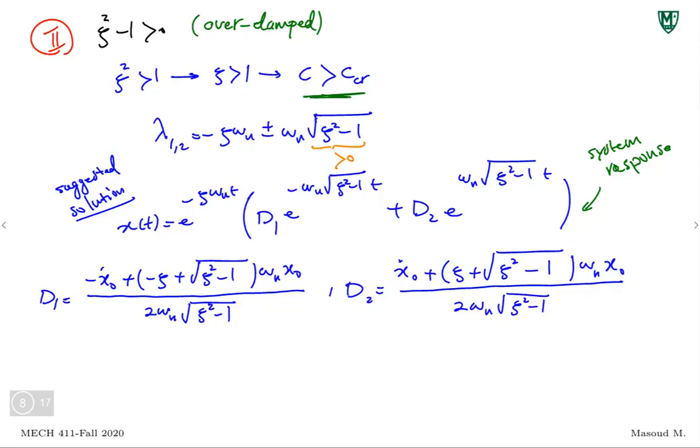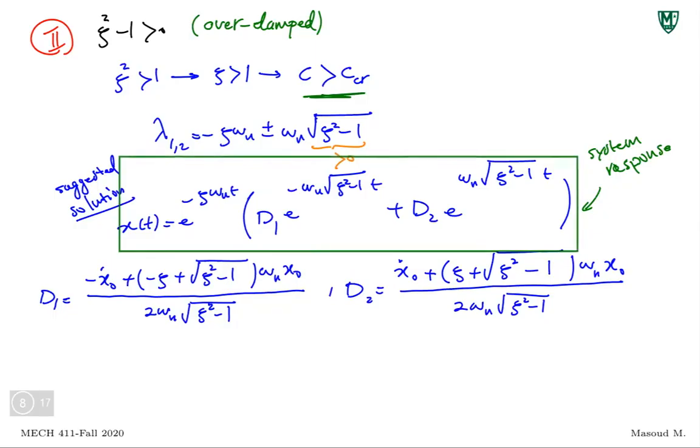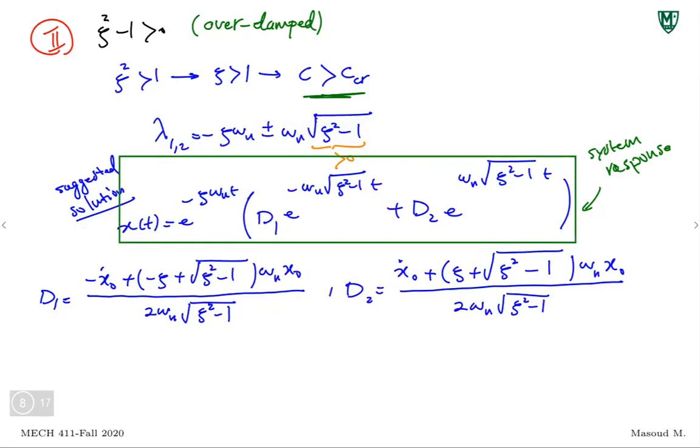So this is your system response, and I try to put something around it. I don't know if I made it better or worse. This is your system response, where D1 and D2 are two coefficients that can be found from these equations. Now, as an example, if you just want to get a sense of what happens for different conditions in the system, let me see if I can fit that here.